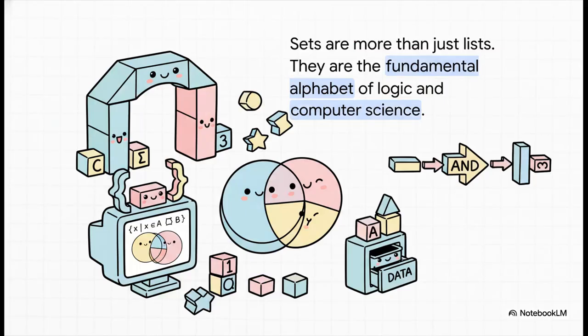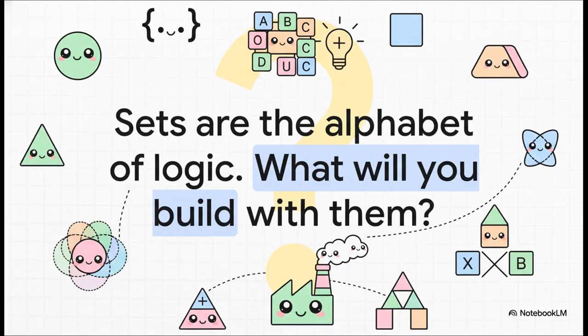So as we start to wrap this up, I hope it's clear that sets are so much more than just simple lists. By giving us these precise ways to define, write, and count collections, they really become the fundamental alphabet for huge fields like logic, database theory, and computer science. They are the basic building blocks for how we structure information in our modern digital world. Learning this language of sets gives you a brand new, powerful tool for seeing the hidden structure in the world all around you. So now that you've got this alphabet of logic in your back pocket, the only question left is, what are you going to build with it?